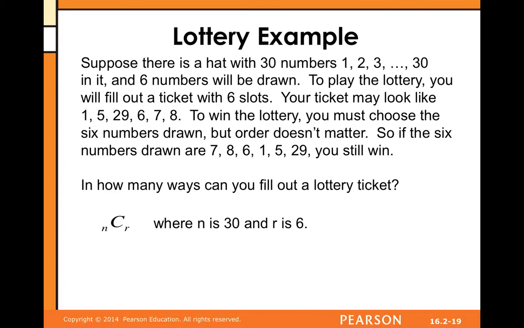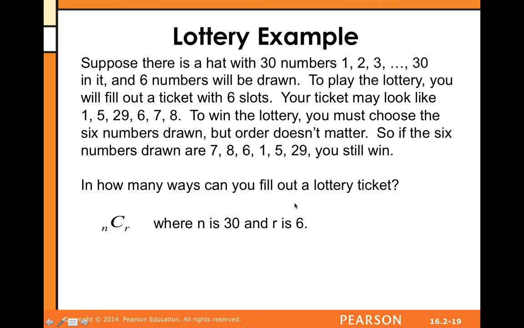This is how the majority of lotteries actually run. So if you write 1, 5, 29, 6, 7, 8 on your ticket, and the numbers from the hat actually come out like 29, 6, 7, 8, 1, 5, you would still win that lottery because the order of the numbers doesn't matter. All that matters are the numbers themselves. So if the 6 numbers drawn are 7, 8, 6, 1, 5, 29, it's the same 6 numbers in a different order. You still win. Order doesn't matter.